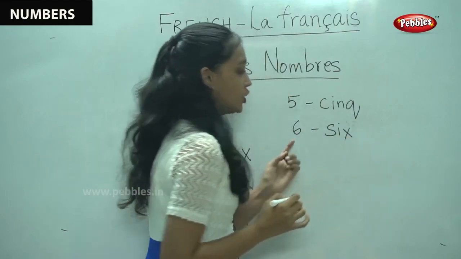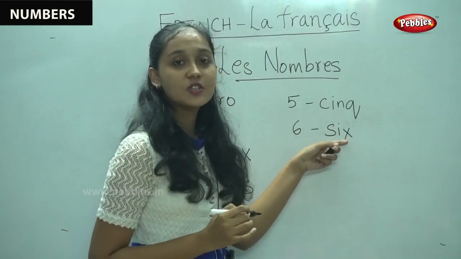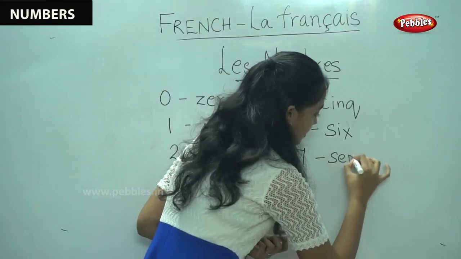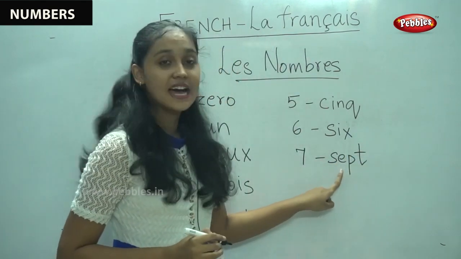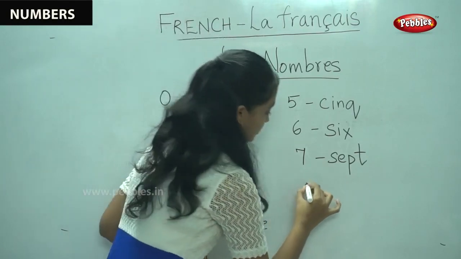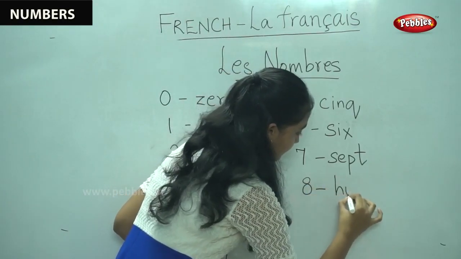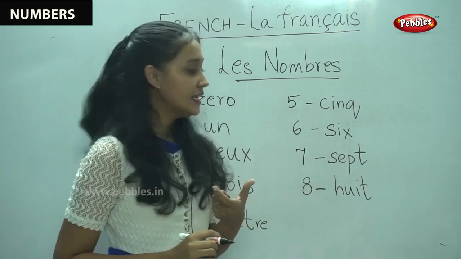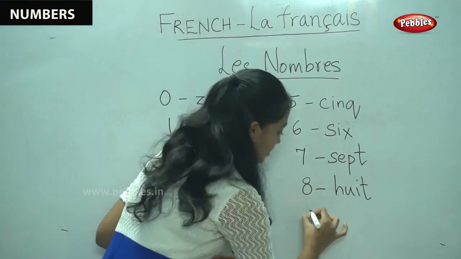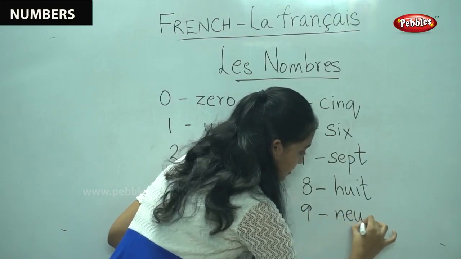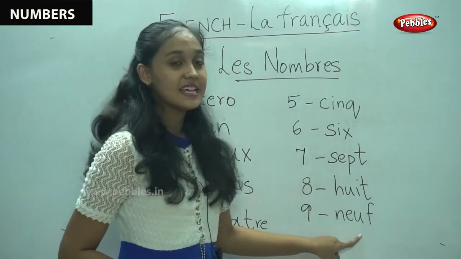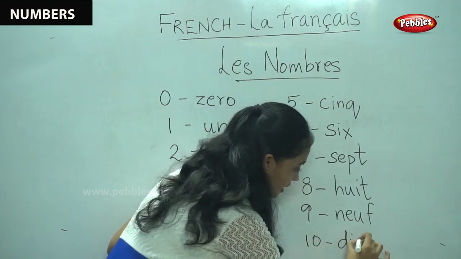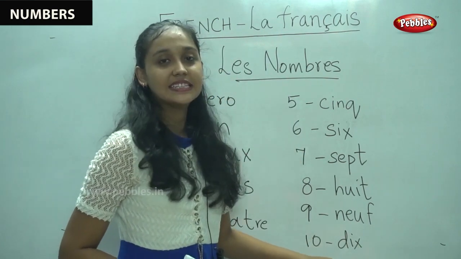The number 6, though spelled the same as in English, is pronounced as six. The number 7 is pronounced as sept. The number 8 is pronounced as huit. Listen carefully, it's pronounced as huit. The number 9 is pronounced as neuf. And the number 10 is pronounced as dix.